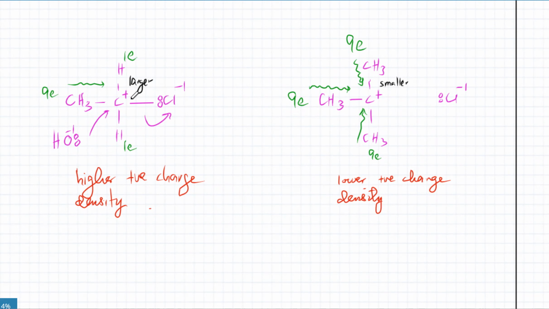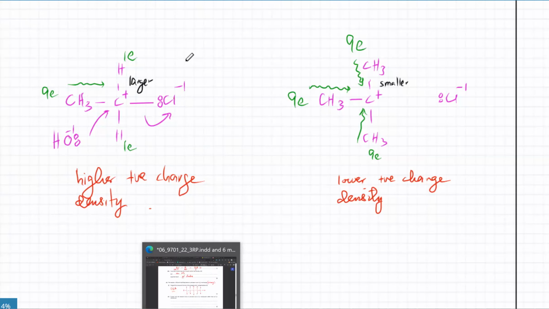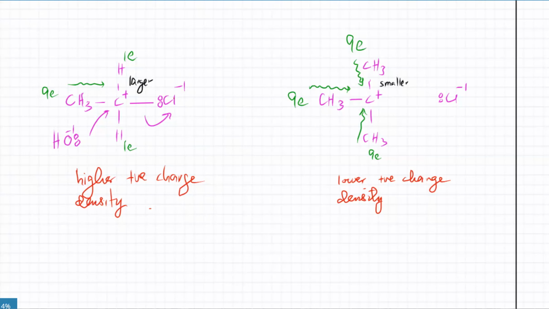But over here, if the Cl-1 decides to leave, the carbon gets a positive charge. The positive charge would be very large. Why? Because it's not surrounded by a lot of electrons. So the positive charge would be very large and it will pull the Cl back again. It will not allow it to leave. So it would be very hard for the Cl to leave on its own. And the carbon-Cl bond would be a lot stronger.